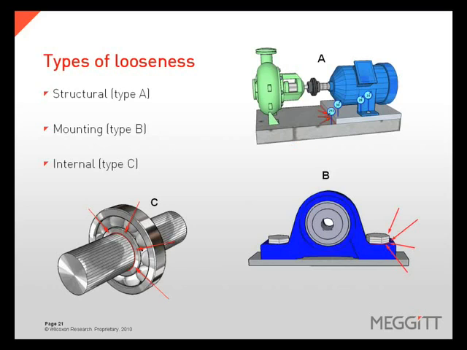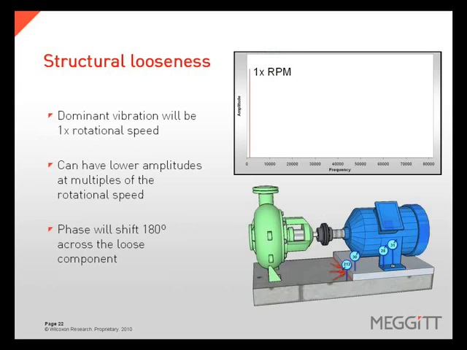There are 3 recognized types of looseness: structural looseness, or type A, mounting looseness, or type B, and internal looseness, or type C. Structural looseness will exhibit high levels of 1 times rotational speed vibration that will dominate the spectrum. There can be multiples of running speed, but they will be at much lower amplitudes. The loose component can be identified with phase. The phase will shift 180 degrees across the loose component.